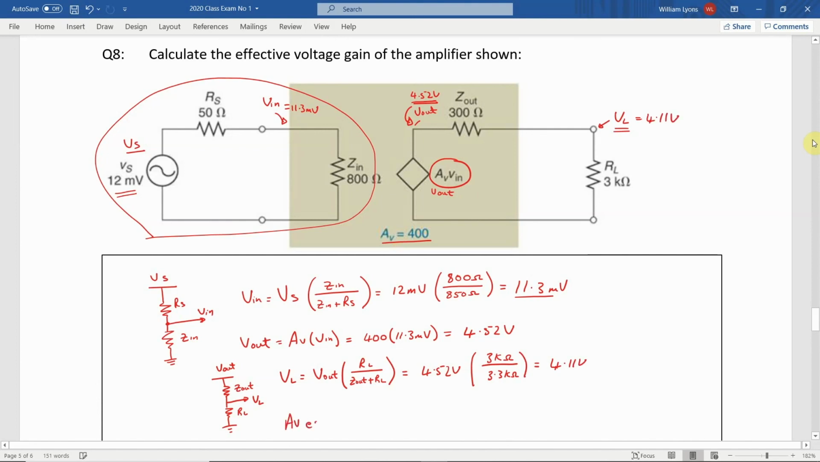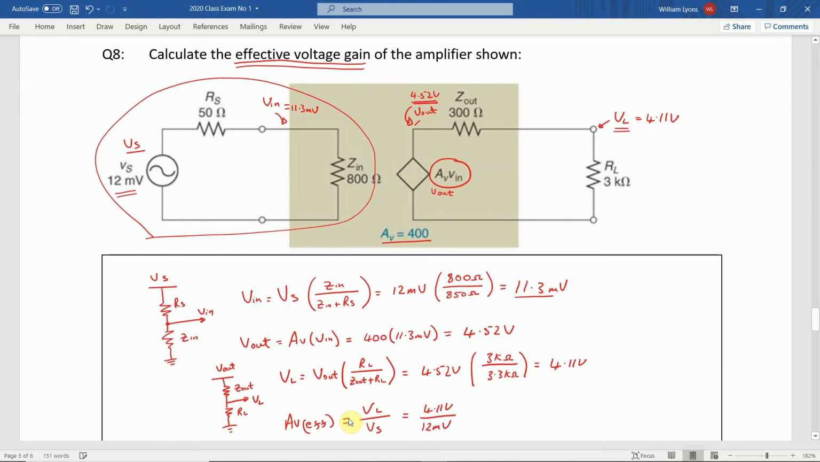In order to calculate the effective voltage gain, AV EFF for effective, this is calculated as the voltage across the load divided by your source voltage, VL divided by Vs. So plugging in the values into that equation, for this example, we get an effective voltage gain of 343.